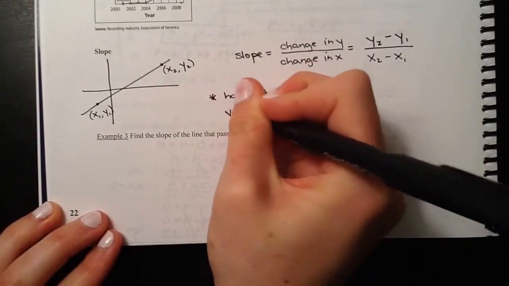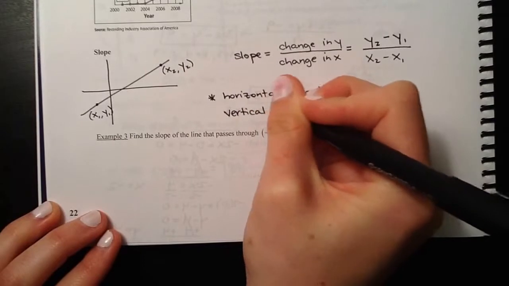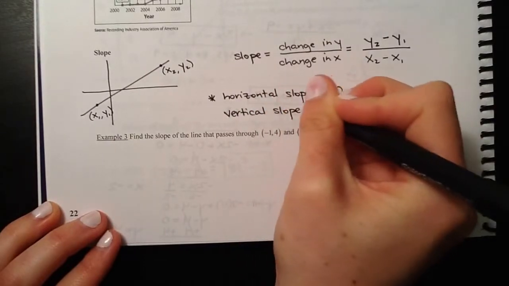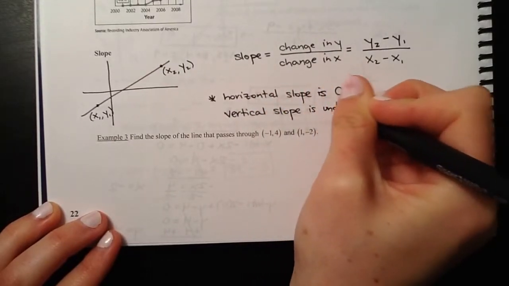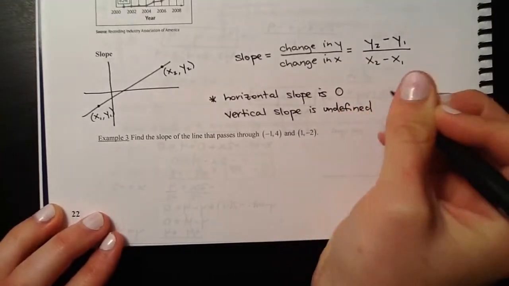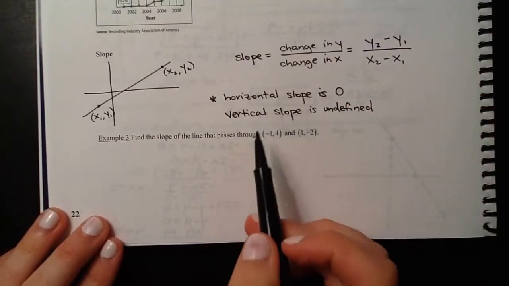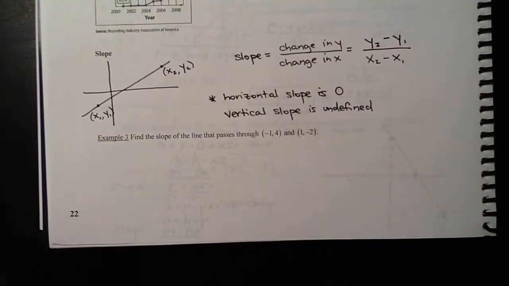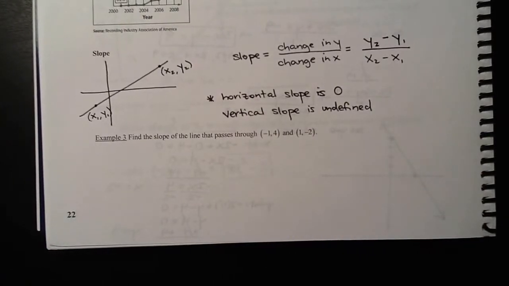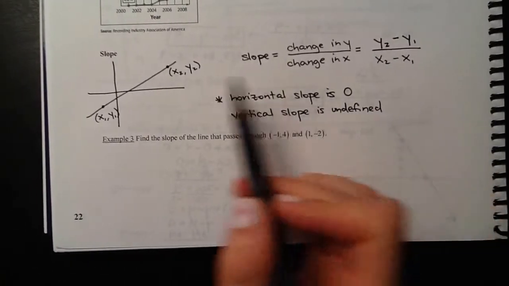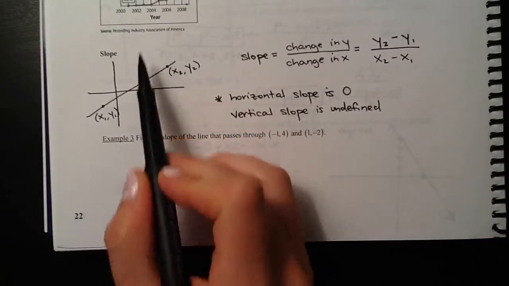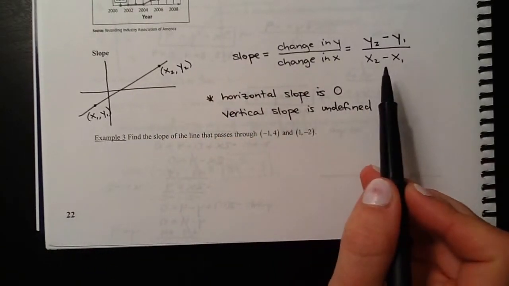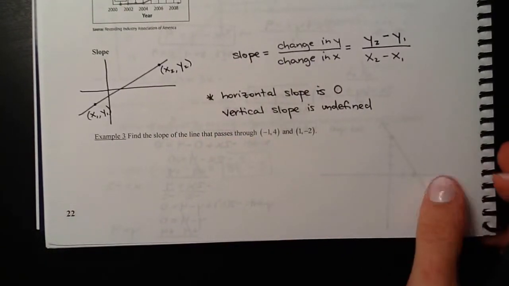If you have a vertical line, we say that's undefined. Okay, so those are 2 sort of special cases. You could have a horizontal line or a vertical line. Horizontal lines have a slope of 0, vertical lines have a slope that is undefined. And same thing, if you were going straight up and down, there's no change in x, so your denominator would be 0, which of course is not something that we can do.